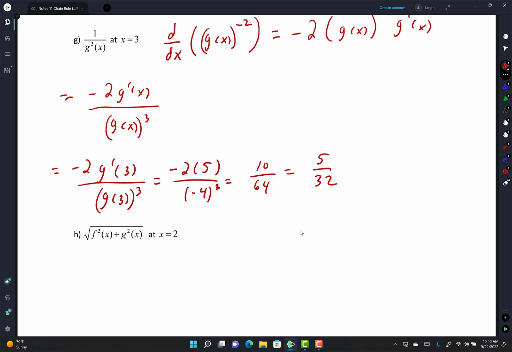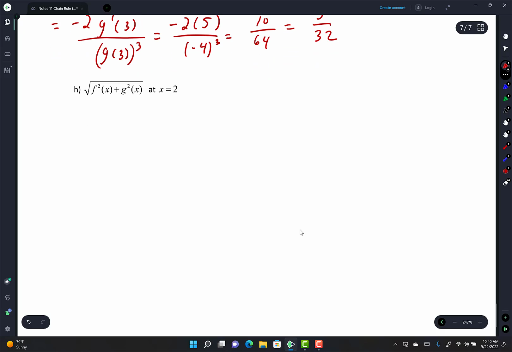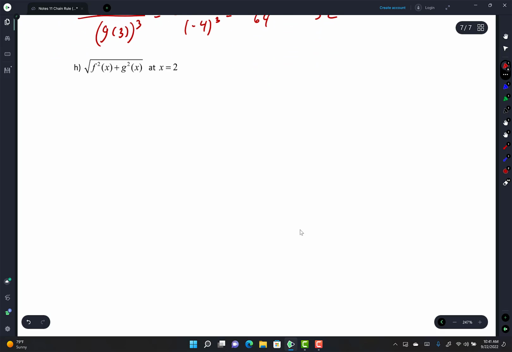What do you guys think? What do you nerds think? All right. This one here, if you can do letter H, you can do all of them. I'm going to rewrite letter H. You guys ready? So this is the one where I need your A game.